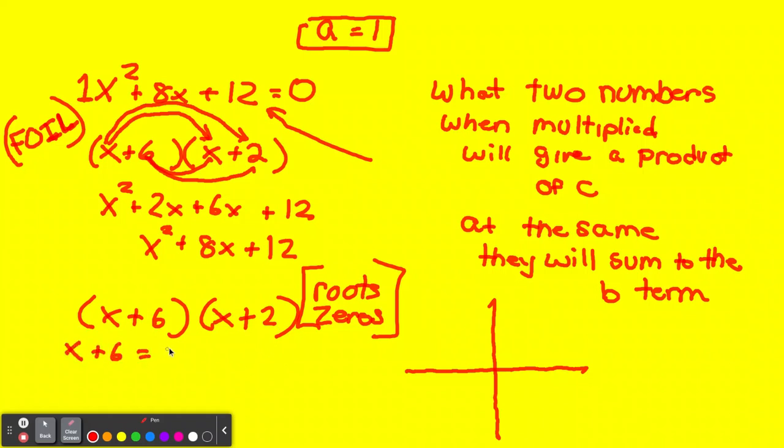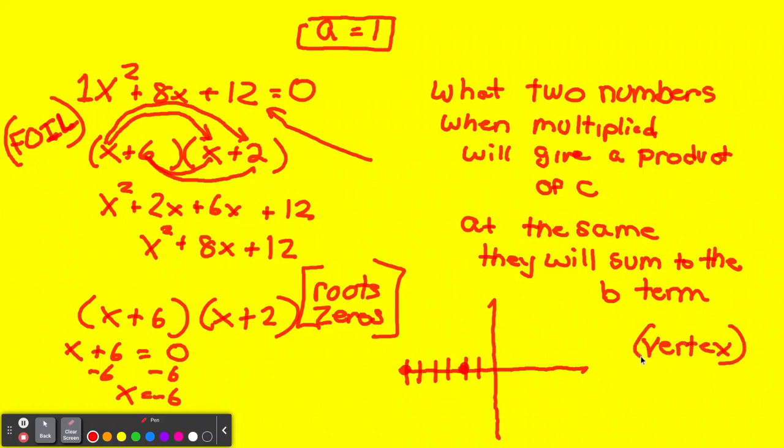So if you do x plus 6 equals 0, if you subtract the 6 on both sides, you get x equals negative 6. And the same for the other side. So we know that the roots are negative 2 and negative 6. So now we have where the roots are, or the zeros of our parabola, for x squared plus 8x plus 12. But now we're trying to find, where does this parabola go? Where is the vertex? The vertex.